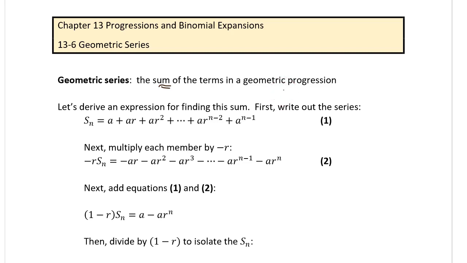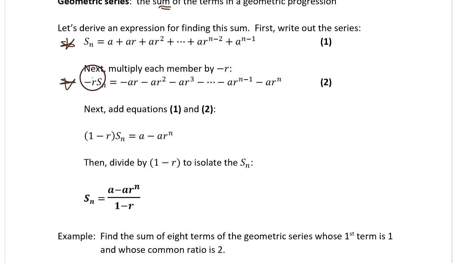Like with an arithmetic series, where we came up with a formula to find the sum, let's do that again for a geometric series. If you write out the terms of a geometric series, it would look like this. If you then multiply each member in this equation by negative r, it creates this equation. Then if we add the left sides together and add the right sides together, it results in this equation. Then to get the letter s alone, which was representing sum, we would divide by the 1 minus r on both sides. And that creates our sum formula for a geometric series.